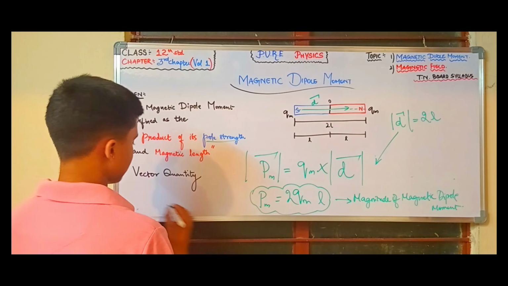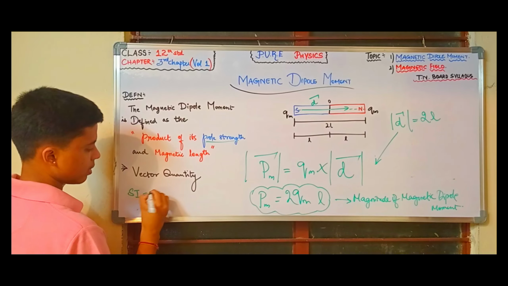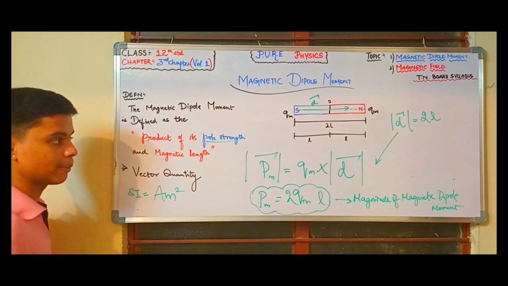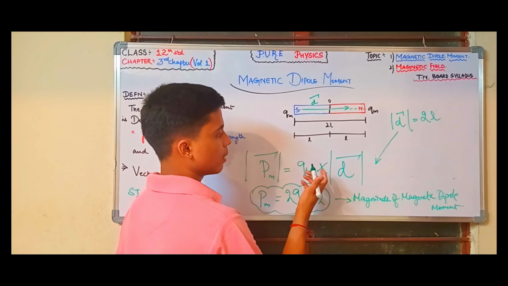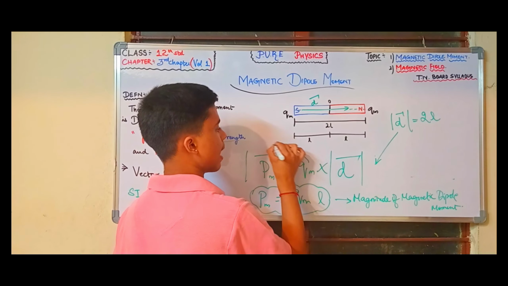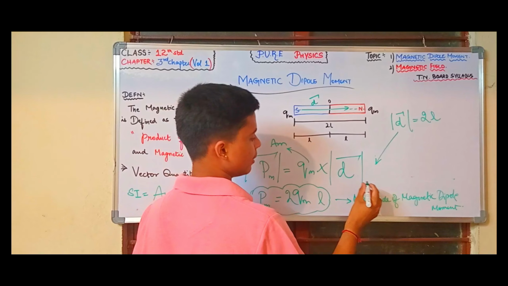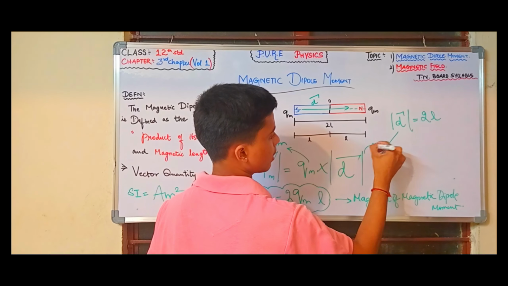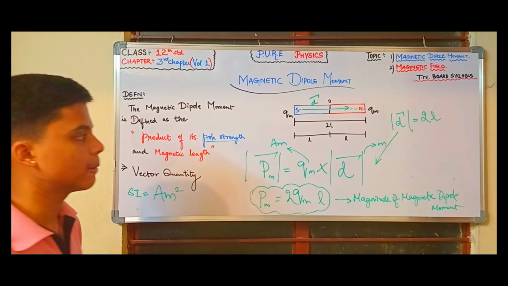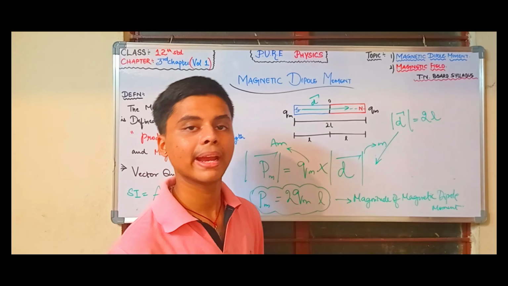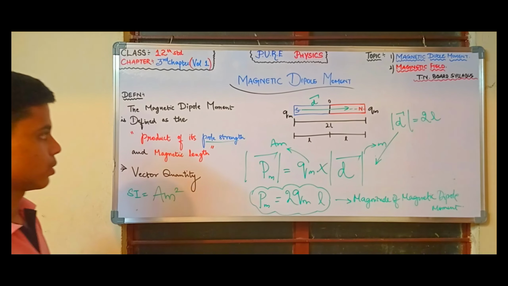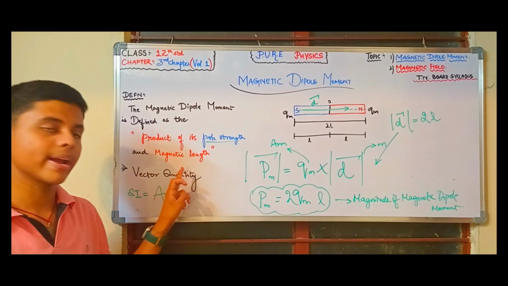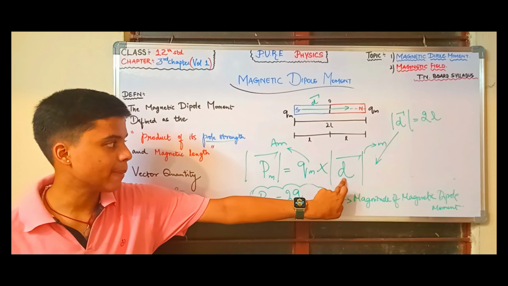and the SI unit for this magnetic dipole moment is ampere meter square, because the unit for pole strength is ampere meter, and the unit for the magnetic length is meter. So when I multiply ampere meter and meter, I get ampere meter square. So again, the magnetic dipole moment is defined as the product of its pole strength and magnetic length.